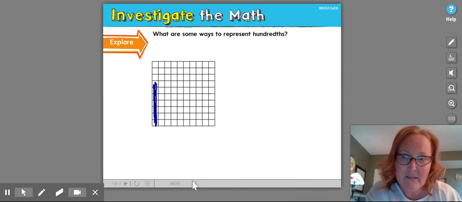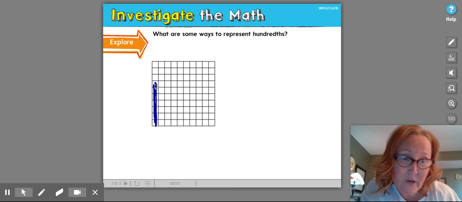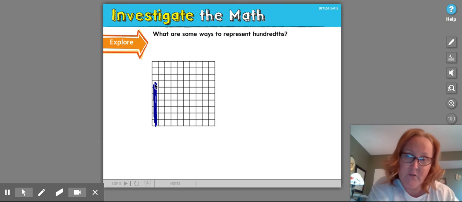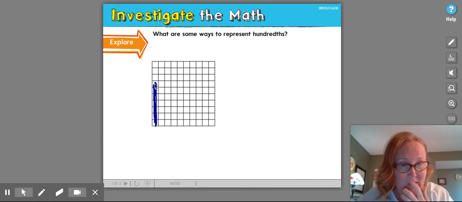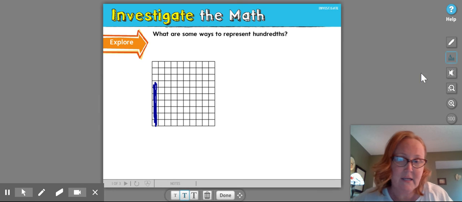And so what I see here is I see 1, 2, 3, 4, 5, 6, 7 out of 100, which means I have 7 hundredths, okay? I have colored in 7 hundredths, 7 out of 100. Well, there are 3 different ways that they may ask you to represent that number. All right, and so I'm going to switch over here to my text.